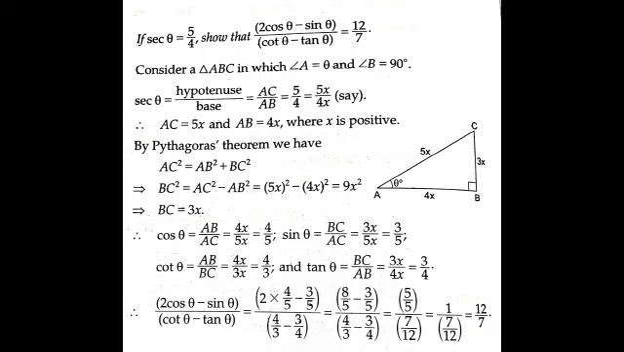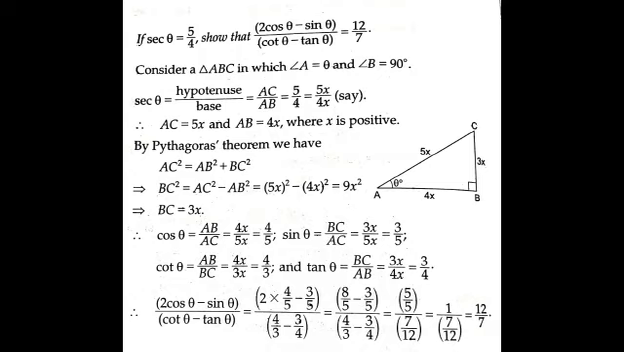Now putting their values, because these are the trigonometric ratios which we need to use in the LHS of the expression. So LHS we have considered, that is 2 cos theta minus sin theta whole divided by cot theta minus tan theta. So putting these values, 2 into 4 by 5 minus 3 by 5 in the numerator divided by 4 by 3 minus 3 by 4. After simplification, it results in the numerator as 5 by 5 divided by, in the denominator, 7 by 12. Which finally results as 12 by 7 as it is shown here.